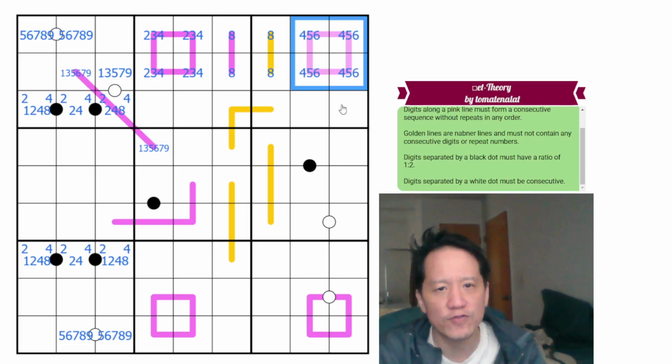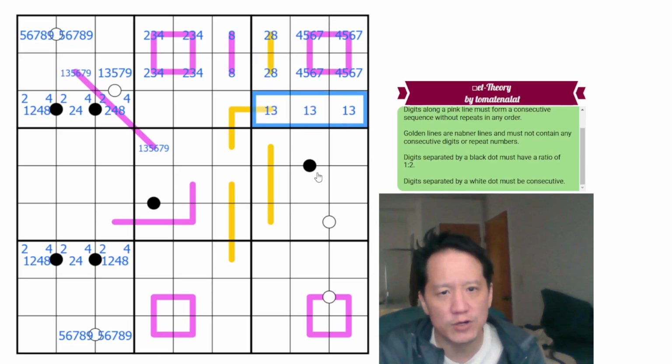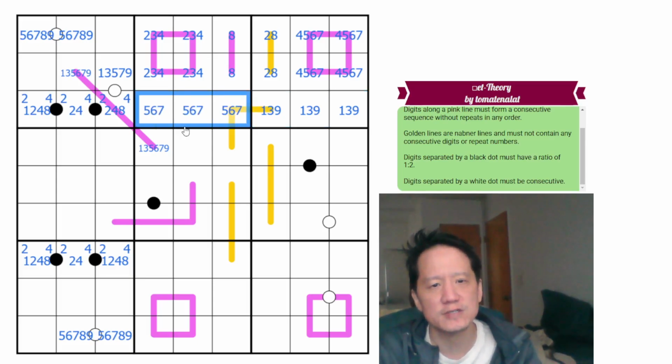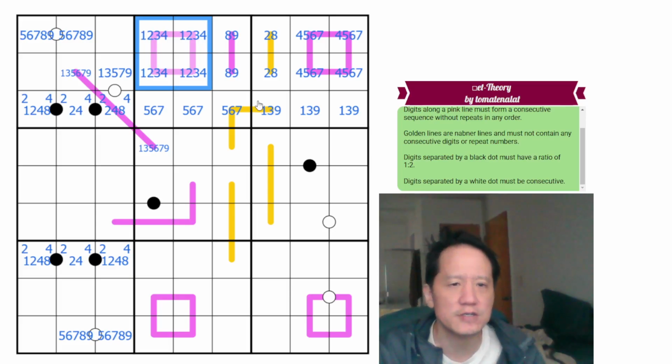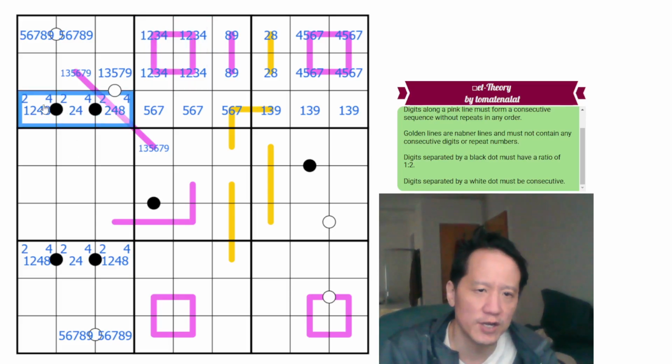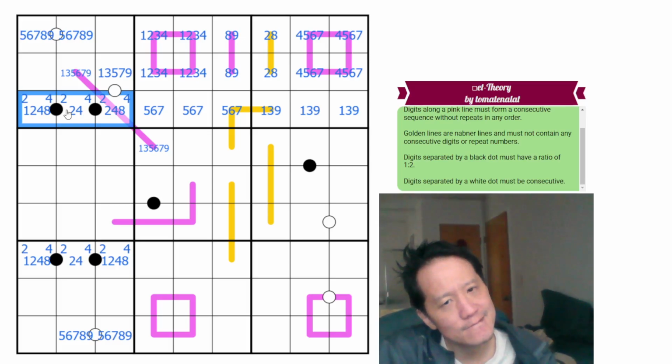This would have to be 4, 5, 6, 7, which would force 2 to be here. This would be 1, 3, and 9. And therefore, this would have to be 5, 6, and 7. So this would be 8, 9. I guess this would be 1, 2, 3. This is the only possibility if this is 2, 4, and 8. That's interesting. That actually works, though.